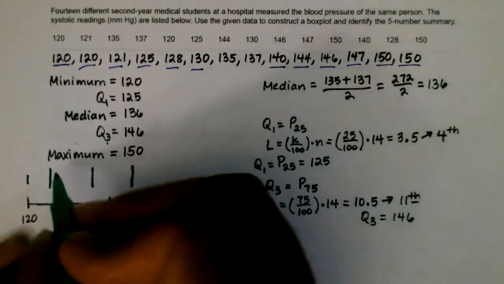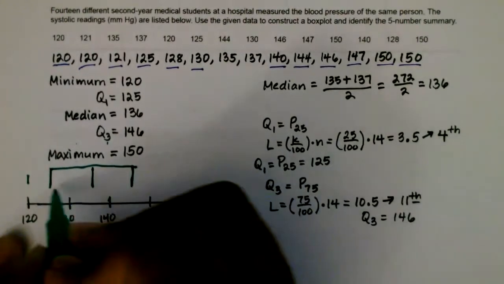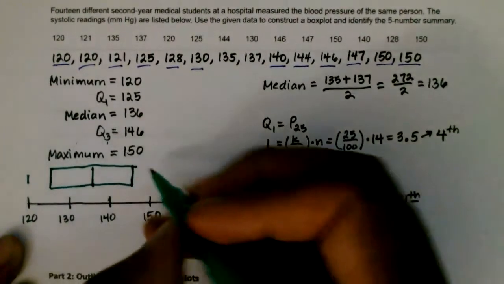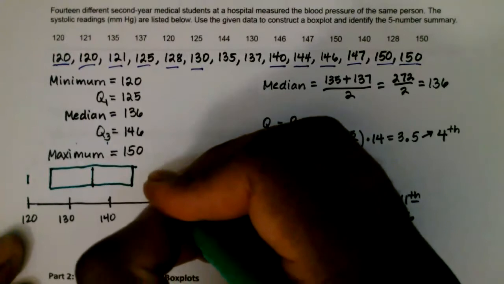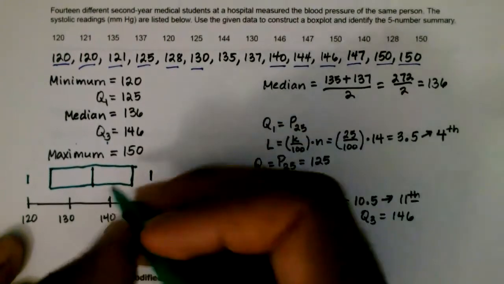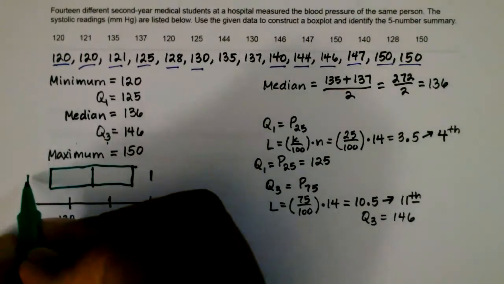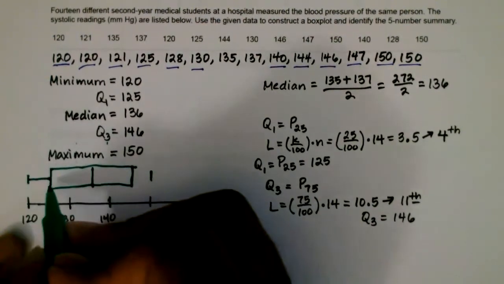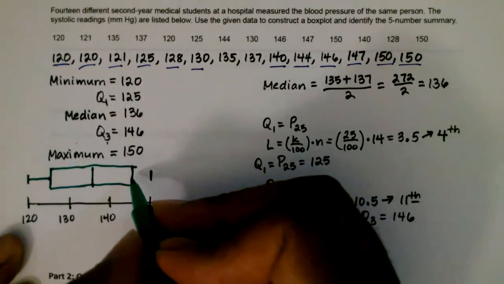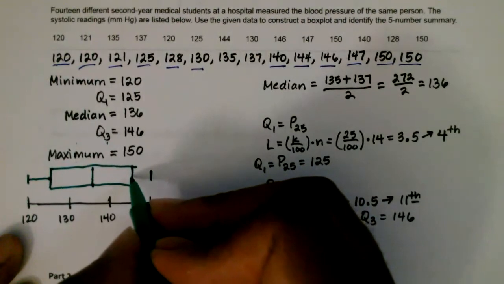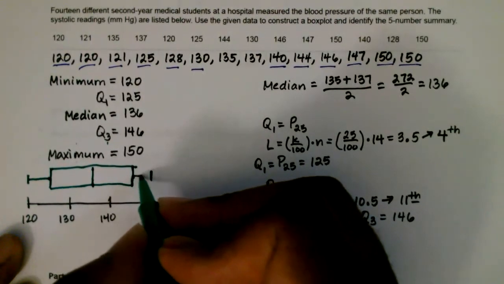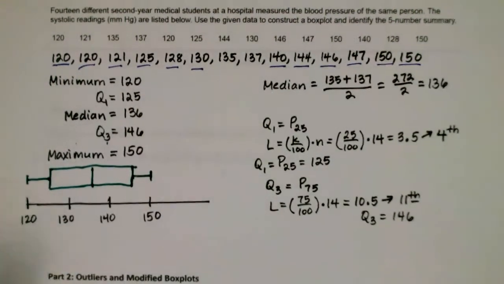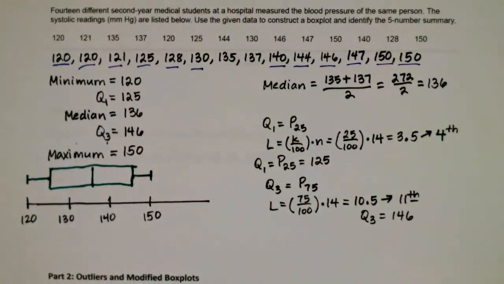These three represent the box. So I'm going to draw in the box. And then 150 is your maximum. Here's 150. Draw a smaller bar. So now the whisker on the left connects from the minimum to Q1. The whisker on the right represents the part from Q3 up to the maximum. So that right there represents your box and whisker plot for this data set.